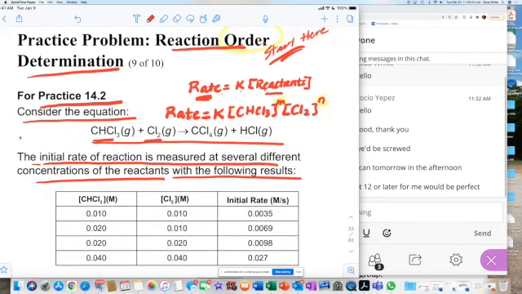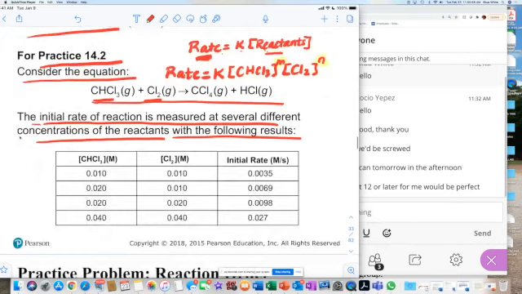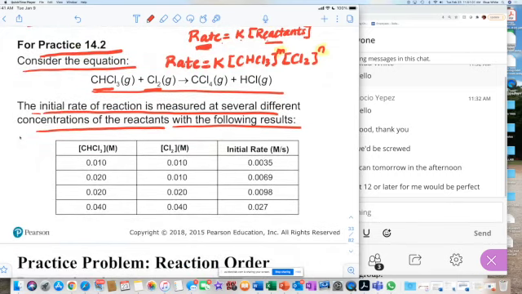To solve for the order of reaction m and n, you're always provided with a data table because you only get it from experiments. So it says here, the initial rate of the reaction, this is the rate right here, is measured at several different concentrations, aka an experiment, of reactants with the following results. Okay, so I have the first reactant concentrations in molar, the second reactant concentrations right here. So we're going to do the work required to get the orders m and n.